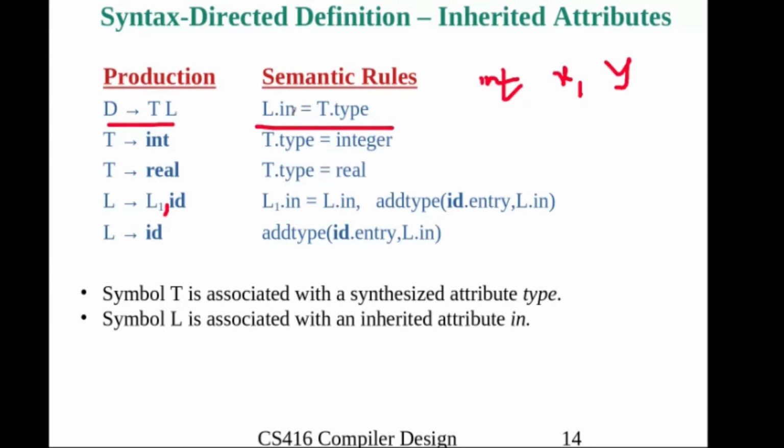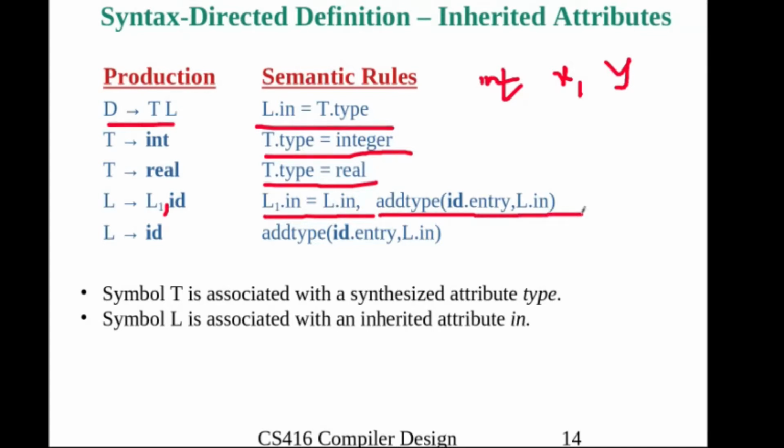So L dot in, in is an inherited attribute of the node L, and that depends upon T dot type. And for T, the next production, T dot type is equal to integer. Type is a synthesized attribute. T dot type is equal to real is a synthesized attribute. Then look at here again, L1 dot in depends on L dot in. So it is again an inherited attribute.